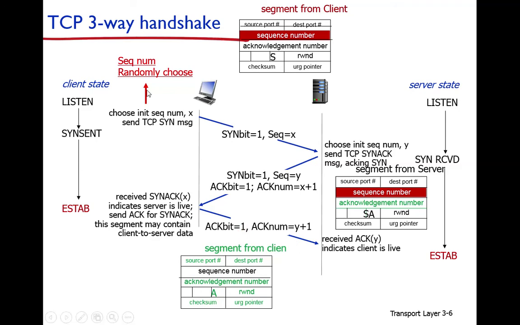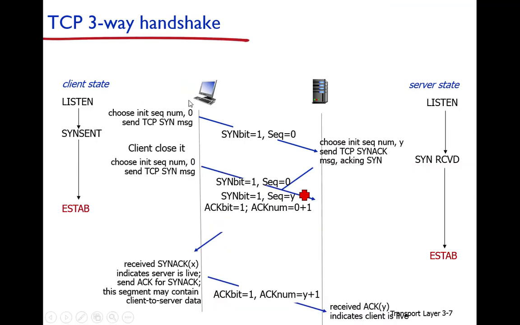Now we are going to discuss why the client and server choose the initial sequence number randomly. Let me explain it through an example. Suppose this is the client and this is the server, and the server is listening. Suppose the client sends the connection request message and chooses initial sequence number 0. Suppose it is not chosen randomly, and the sequence number always starts from 0.